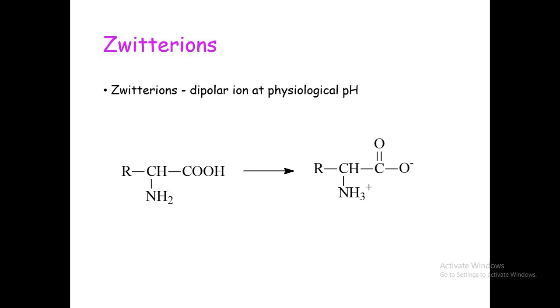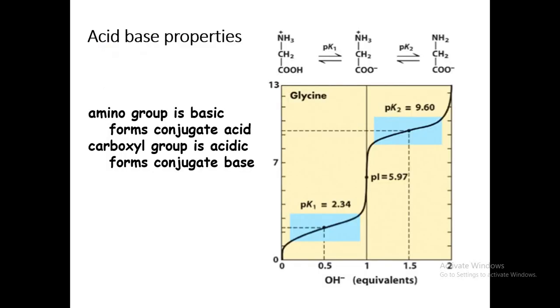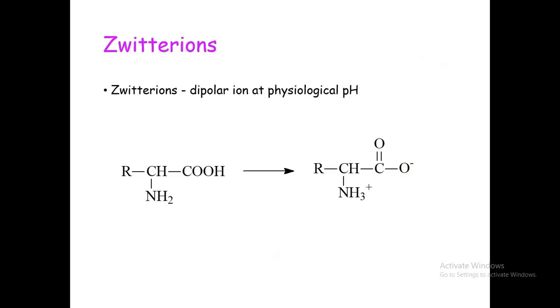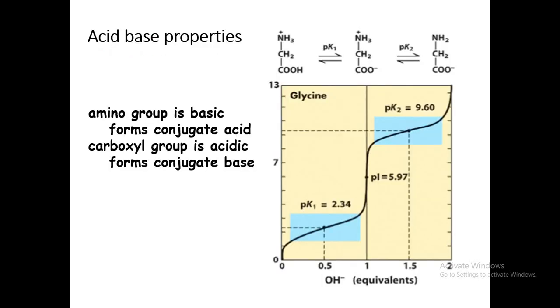So this is one of the unique properties of amino acid, that amino acid can be found to have both charges at physiological pH. And now here we would be studying how this amino acid is able to exist as a dipolar ion or zwitterion at physiological pH. This ability of having both charges at physiological pH enables amino acid to exhibit acid-base properties.